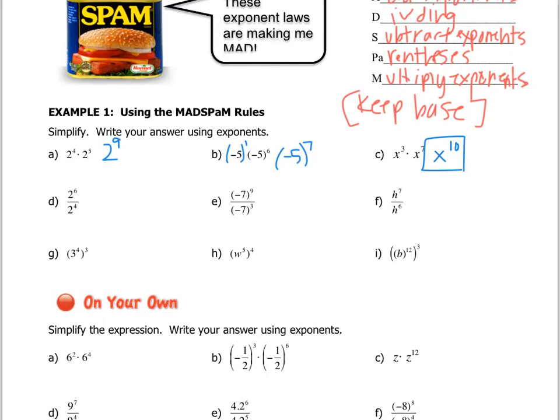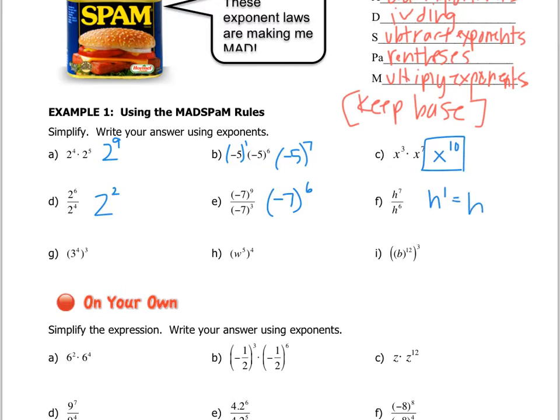Okay, the next three are dividing. When you divide, you subtract the exponents. This is going to be 2 to the 2nd, because 6 minus 4 is 2. You keep the base, subtract the exponents. This is going to be negative 7 to the 6th. Don't forget the parentheses. 9 minus 3 is 6. And this is going to be h to the 1st, or just h. You don't need to write to the 1st.